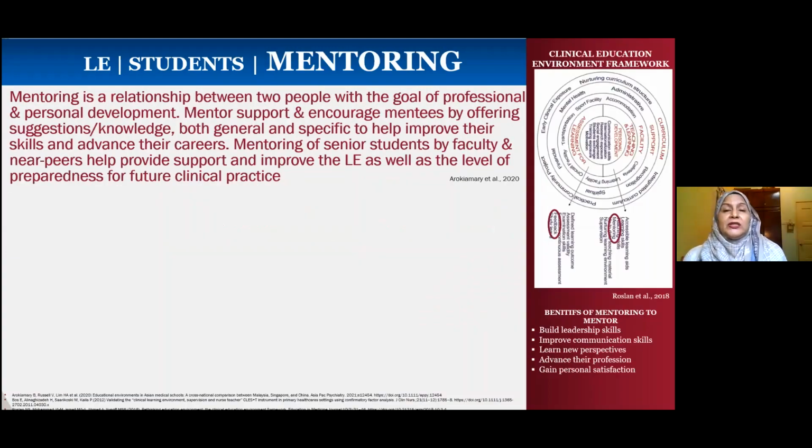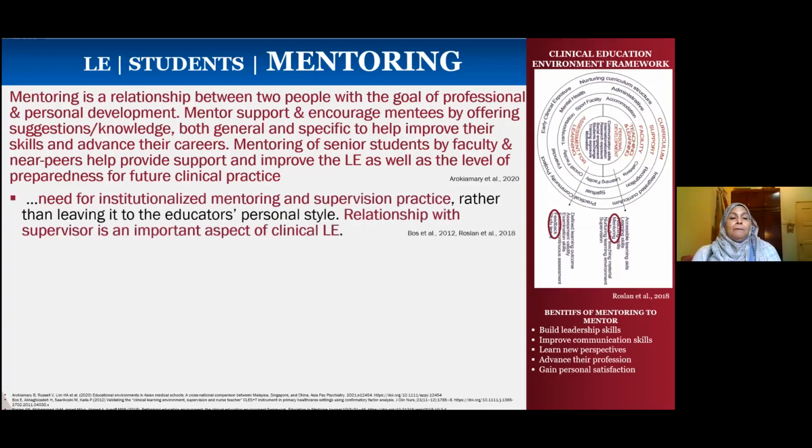The mentoring of the student is another component. It is the relationship between two people with the goal of professional and personal development. The mentor supports and encourages mentees by offering suggestions and knowledge, both general and specific, to help improve their skills and advance their careers. Mentoring of senior students by faculty and near peers helps provide support and improve the learning environment, as well as the level of preparedness for future clinical practices. That is done in the clinical years. But there is a need for institutionalized mentoring and supervision practices. It should not be left to each mentor itself that this is the mentor's style of doing the mentoring.